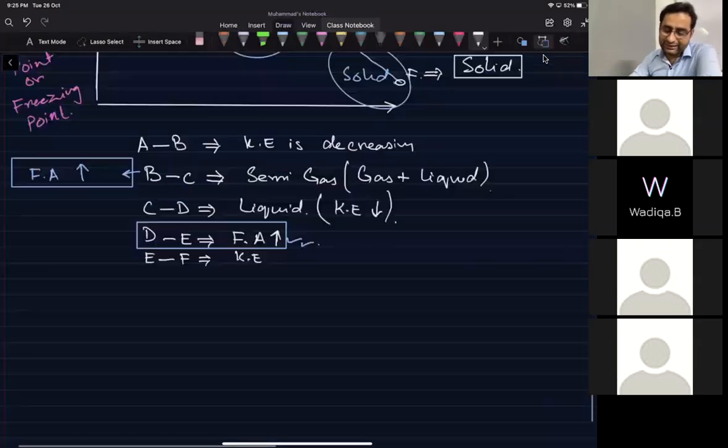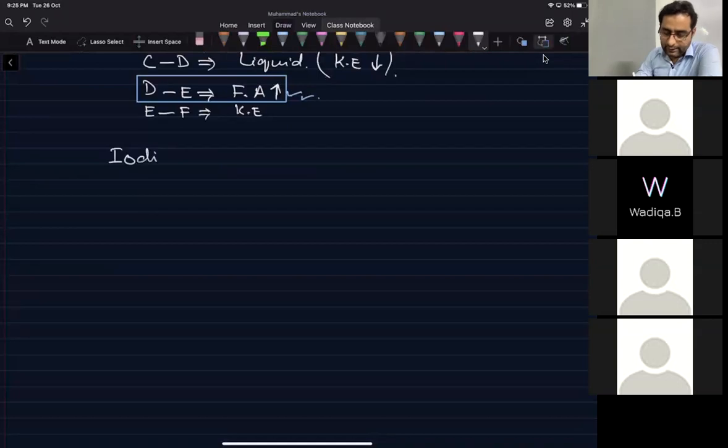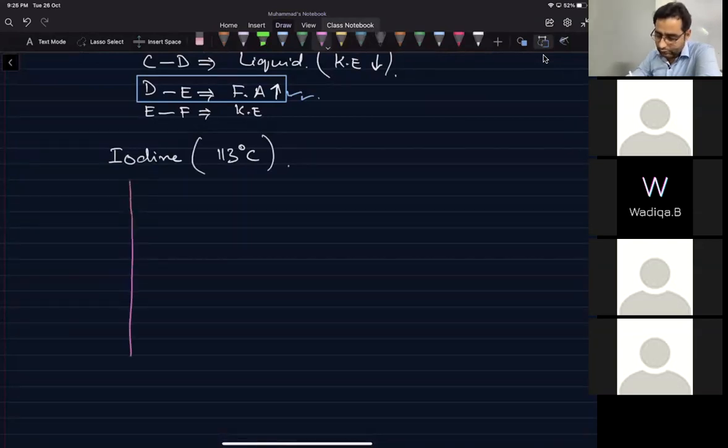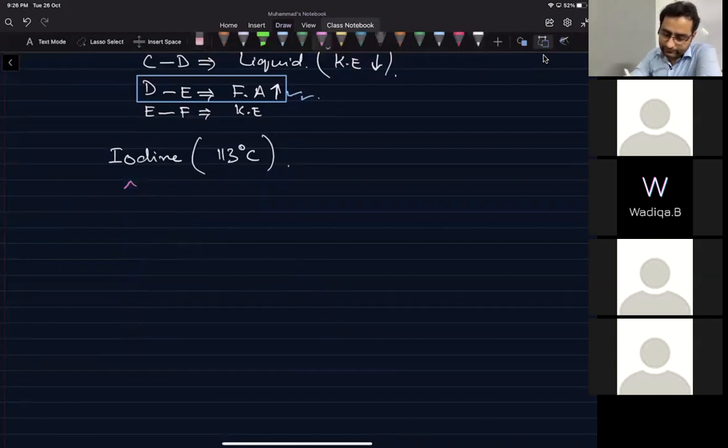Okay, now this was a cooling curve for a normal substance. Now the cooling curve for a sublime material. For example, this is iodine, and the sublimation point of iodine is 113 degrees C. And you are cooling these iodine vapors from 150 degrees C. When you cool down this iodine, the temperature of this iodine will decrease. So which shows decrease in kinetic energy, and again temperature is constant, and again temperature will decrease.